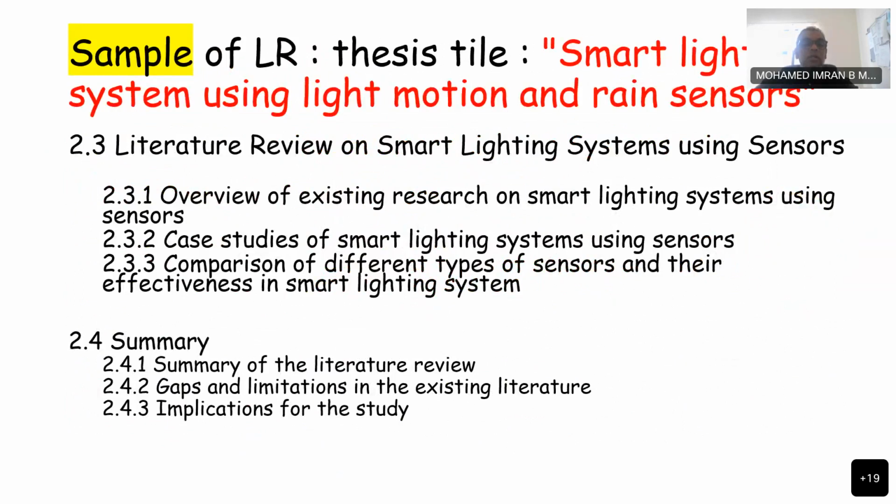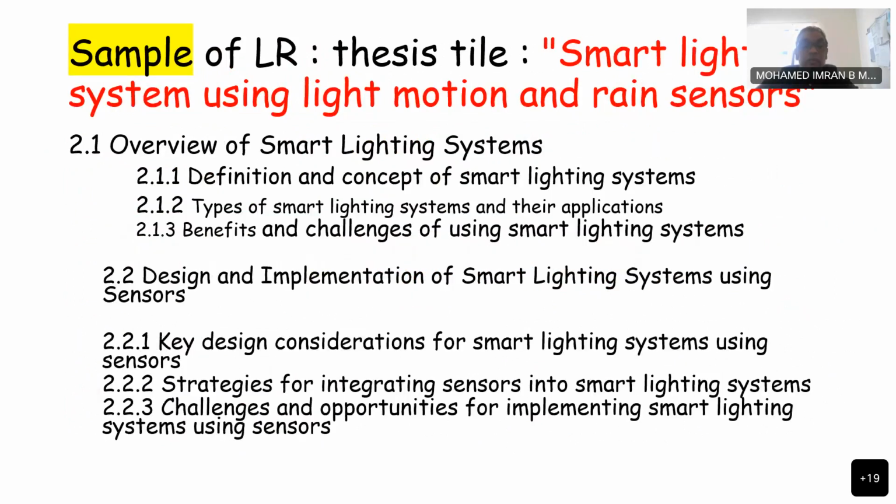Okay, so this is another example by another student of mine. She was using, or she's still developing, a smart lighting system using light, motion and brain sensors. Again, she has come up with the definition first. Okay, the overview, what to expect, definitions of concept, and then types of smart lighting system, and then the development and implementation, and then you move on to key design considerations, strategies, and challenges.